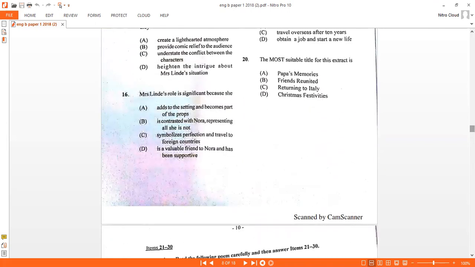Last question. Number 20 says, the most suitable title for this extract would be, of course, B, Friends Reunited. So that is it for the first 20 questions of the paper. And we're going to move on into the next part of the paper, which is the poetry section.